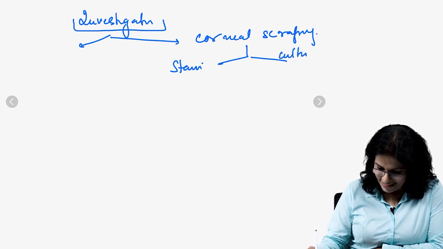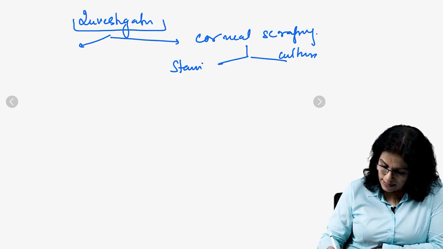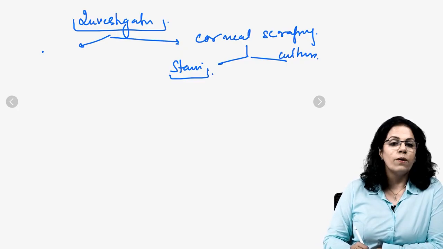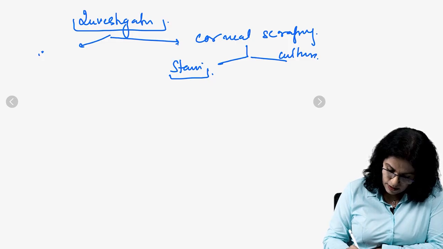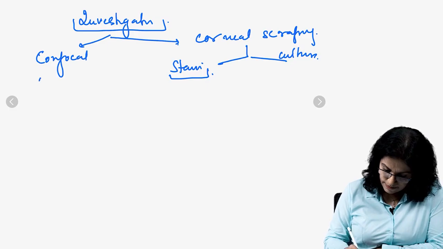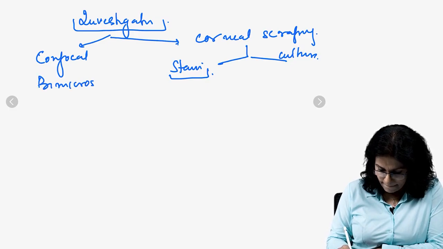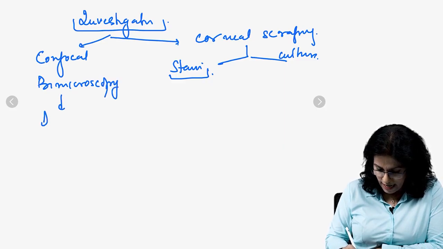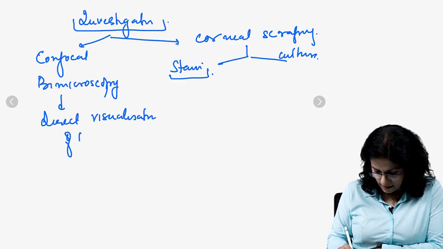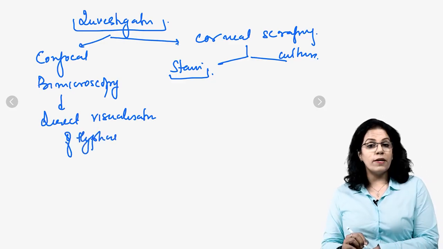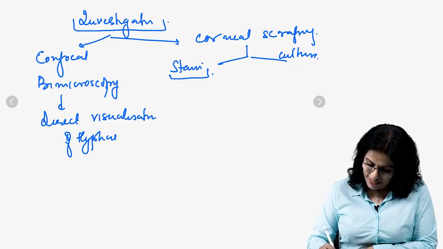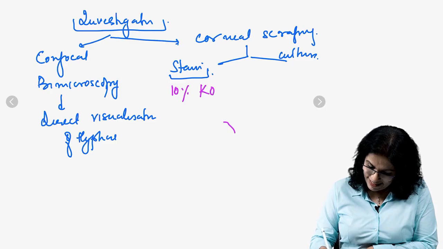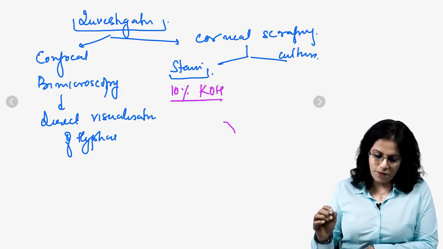Okay, right? Now, apart from staining and culture, you can directly look by confocal microscopy. Directly you can see the hyphae. So, write down confocal microscopy. This will help you for direct visualization of hyphae. Okay. So, if you are not doing confocal microscopy, you are taking this specimen sample. The commonest stain we use, we all know, is the 10% KOH smear. And you can see it either in the light microscope or fluorescent microscope.